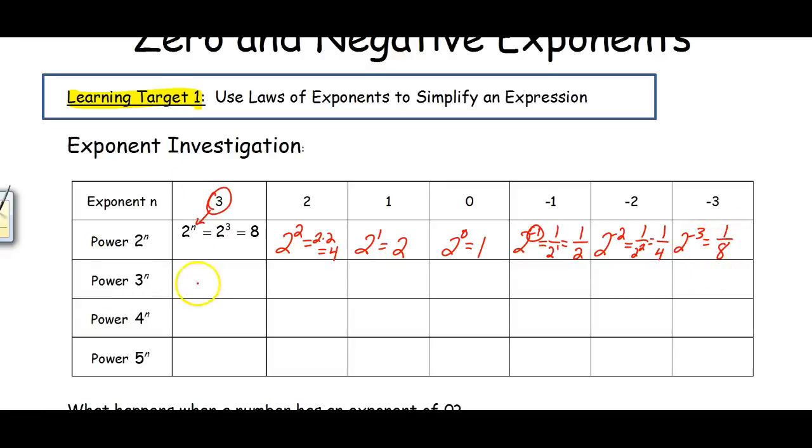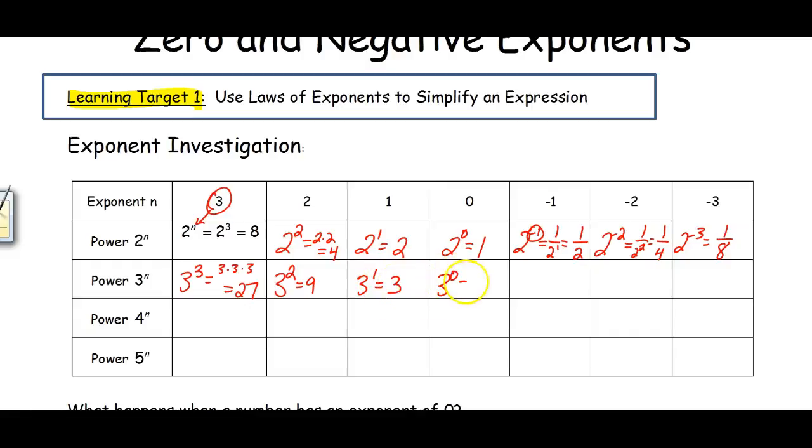Now let's take a look over here. So 2 to the power of 3. Okay, or I'm sorry, 3 to the power of 3. Okay, 3 times 3 times 3 would equal 27. Okay, 3 squared equals 9. 3 to the first power is just 3.